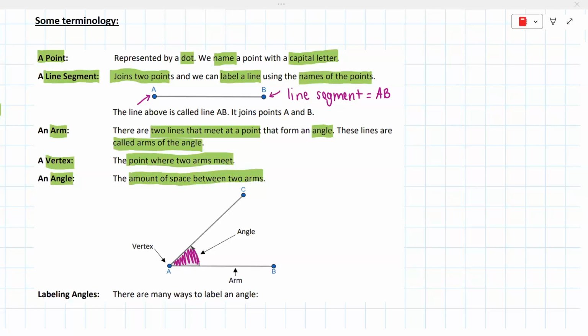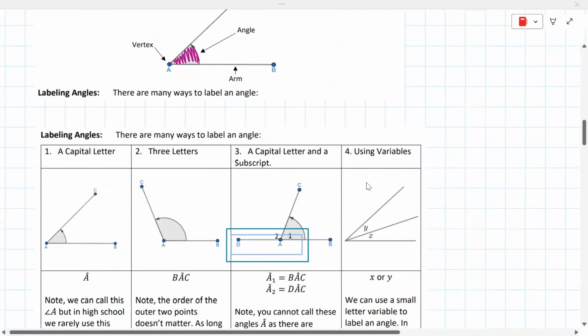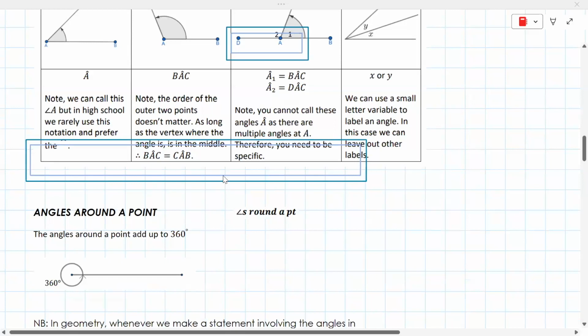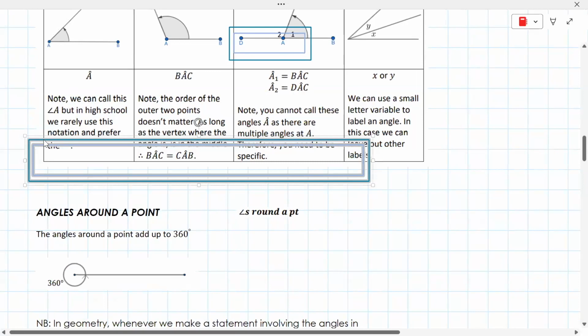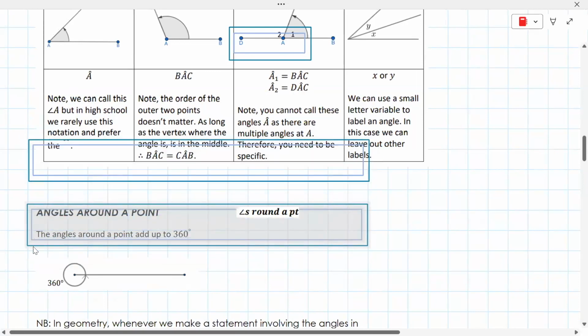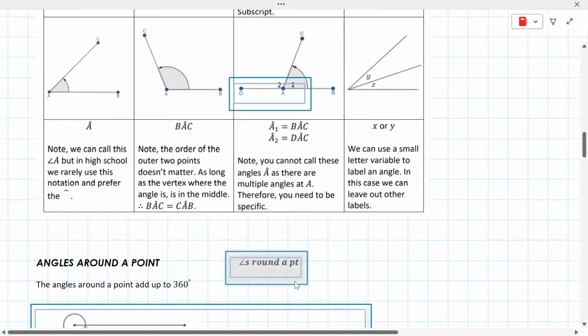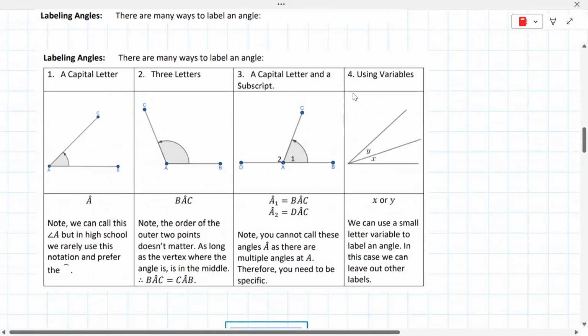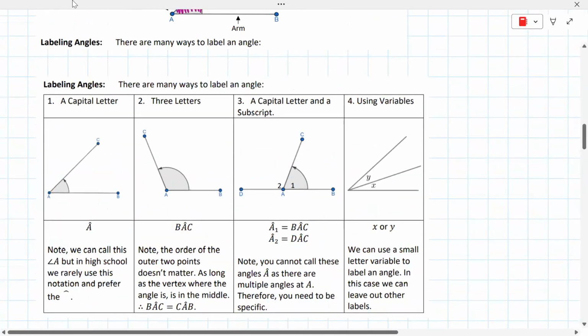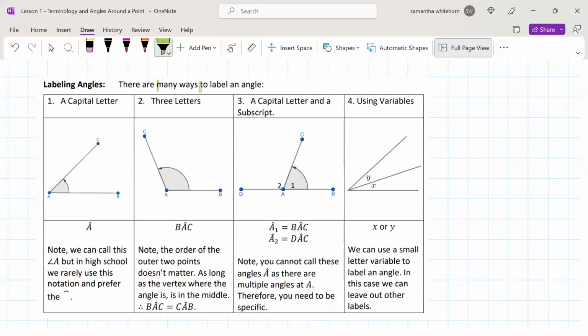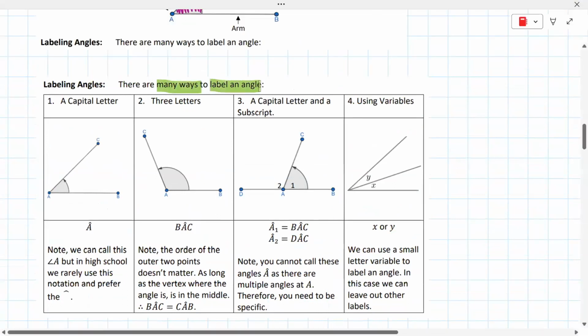Alrighty, so there are lots of different ways that we can label angles, and it very much depends on the information that we've been given. Sorry, guys, I all of a sudden see that my formatting has gone all out of whack. Let me just move this away. Alrighty, there we go. So there are lots of different ways that we can label angles. Again, it very much depends on what information you have been given.